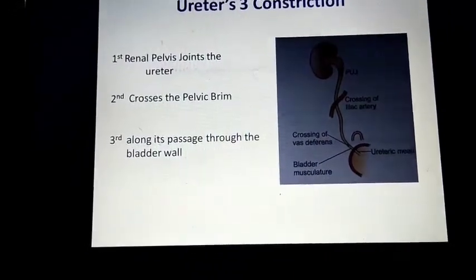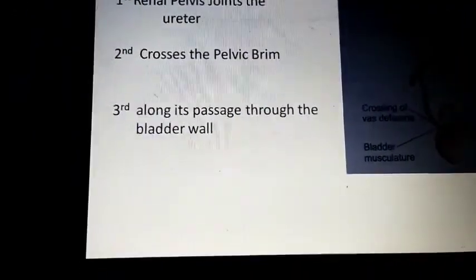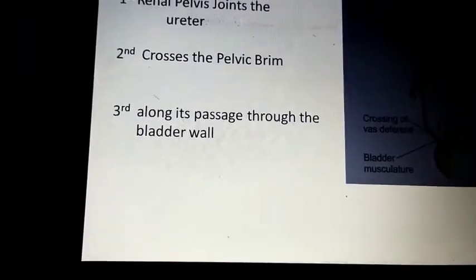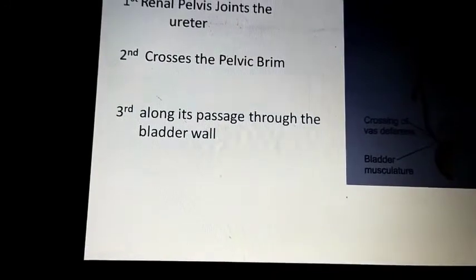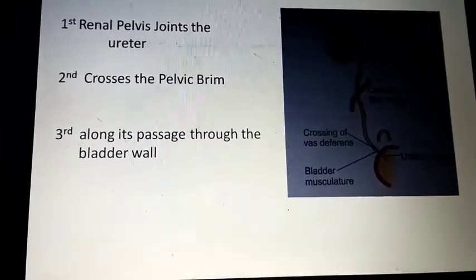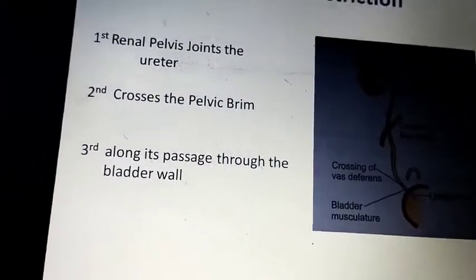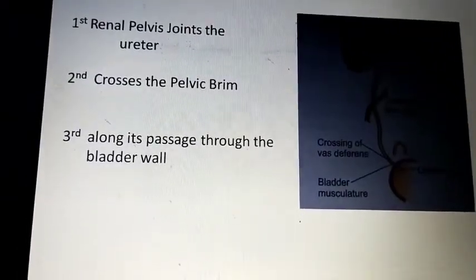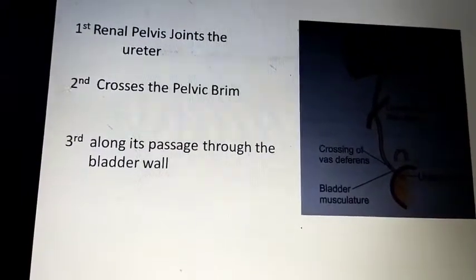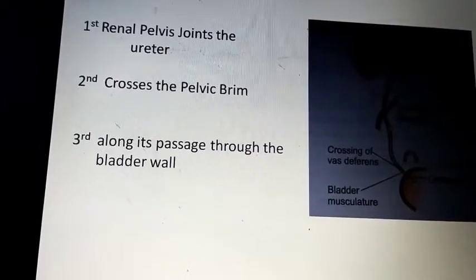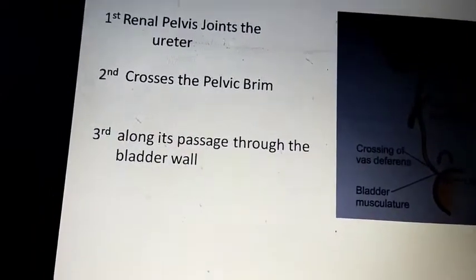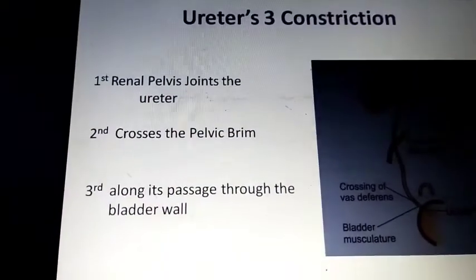Third is the UV junction. U means ureter, V means vesicle. Vesicle means bladder, also called a cyst, so vesicle means urinary bladder. The UV junction is where the ureter and bladder join. These are the 3 main anatomical constrictions of the ureter.